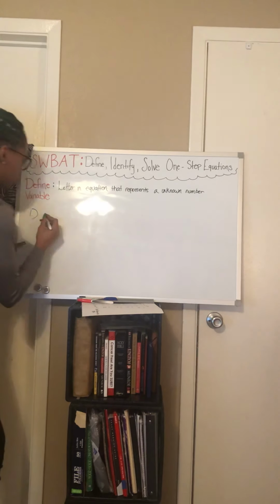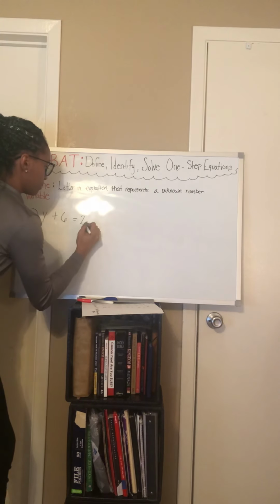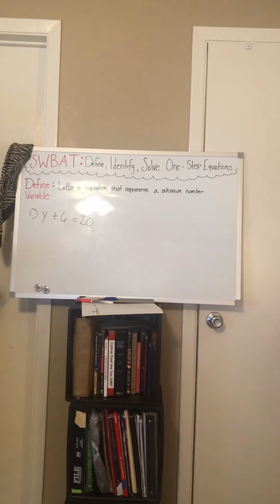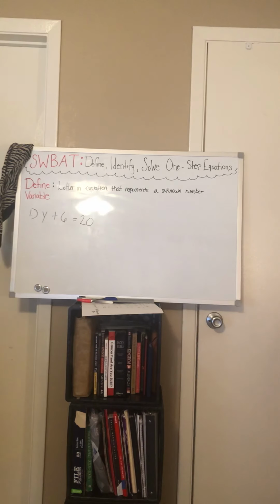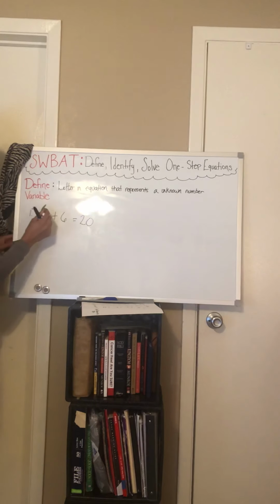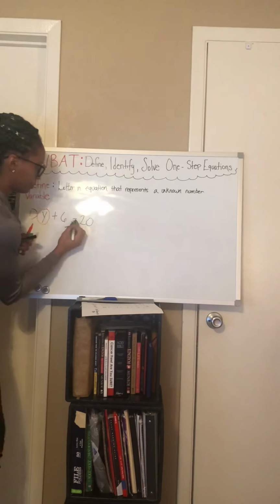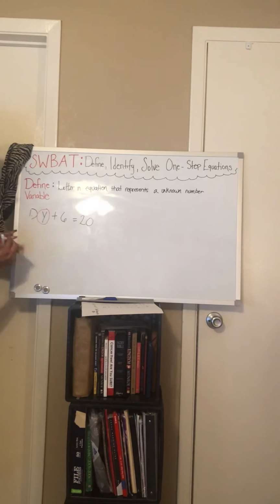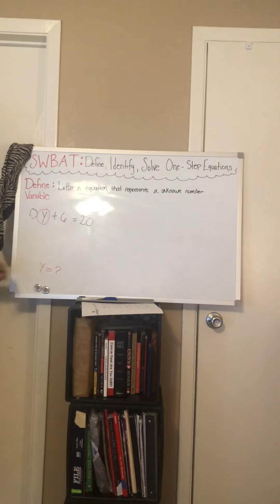So the worksheet gives us y plus 6 equals 20. Okay, who in here can tell me what the variable is in this equation? Darren. Yes, correct. The variable is y. So we want to get y by itself, and our goal for this equation would be y equals question mark. So we want to find out how much y is worth.